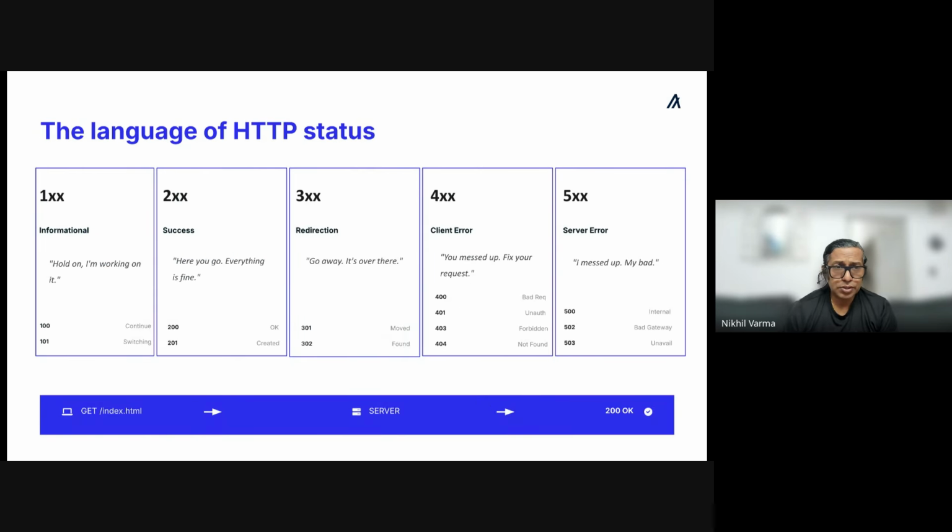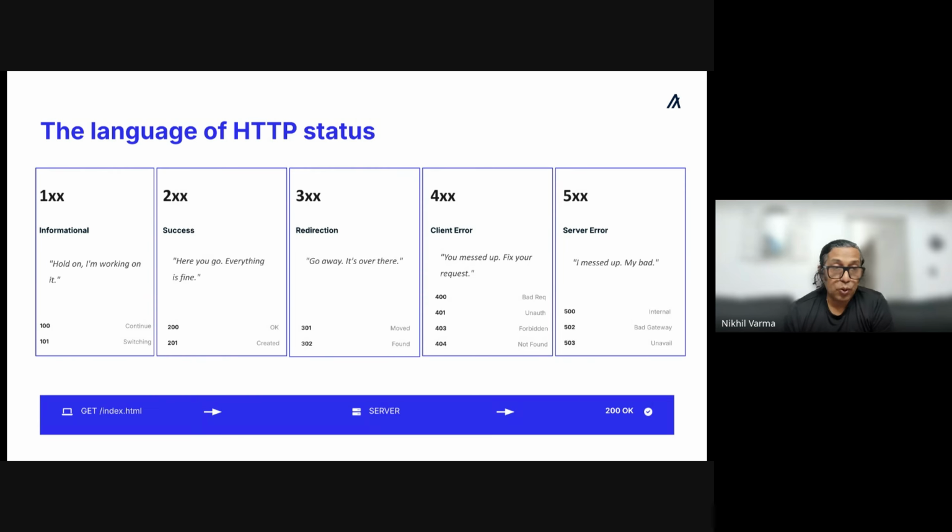I don't mean to bore you with so much history, but it's good to know that the language of the web, these were not just numbers, they had some meaning. Every category from 1xx to 5xx has some kind of bearing, some kind of meaning. 1xx is informational and so on and so forth.